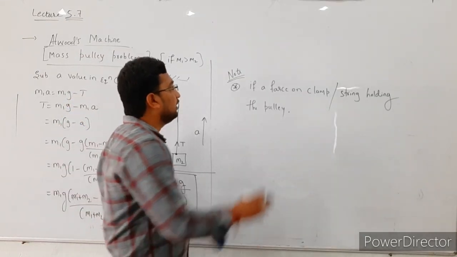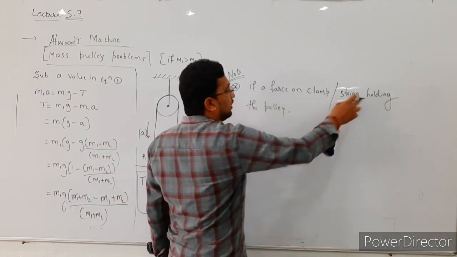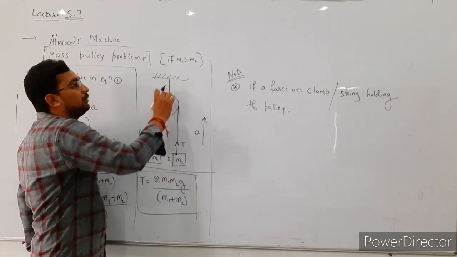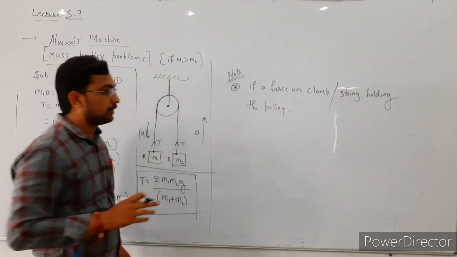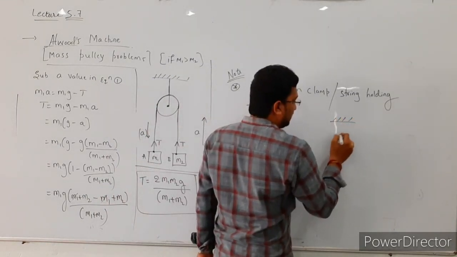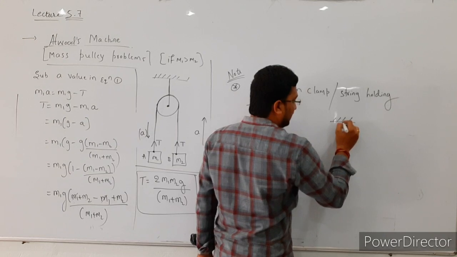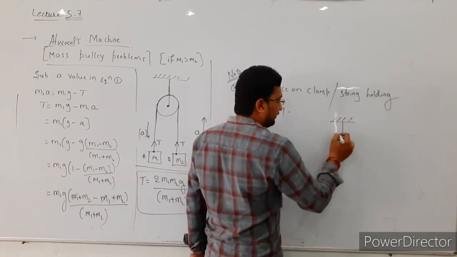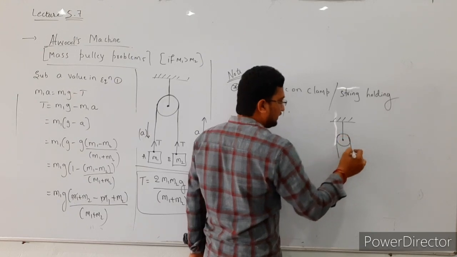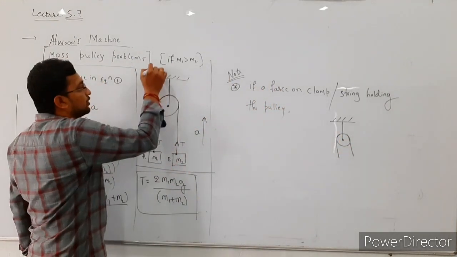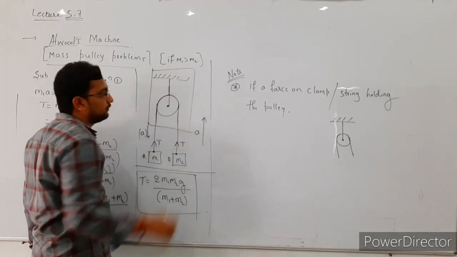Here the note point is, if there is a force on a clamp or a string holding the pulley, what is the tension developed inside this string? Okay, see here, we will redraw that diagram. So this is the pulley, a frictionless pulley, and this is a clamp or the string, and this is the string that is passing over the frictionless pulley. So this portion of the diagram, right?